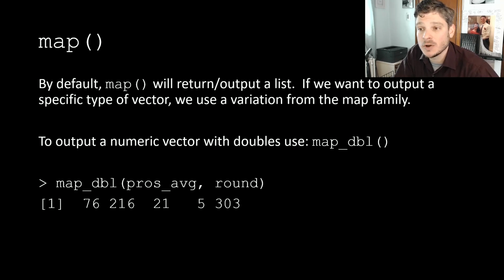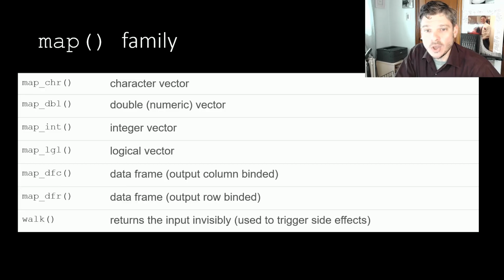And if I run the code, now it's all in one nice, neat line. So it actually stores it as a vector instead of a list. So the map family includes options for, well, again, a bunch of different types of outputs. I can output a character vector, the double vector, the integer vector, a logical vector. And then the last 3, we can output data frames as well, where our outputs are bound. And then the last one is actually the walk function.